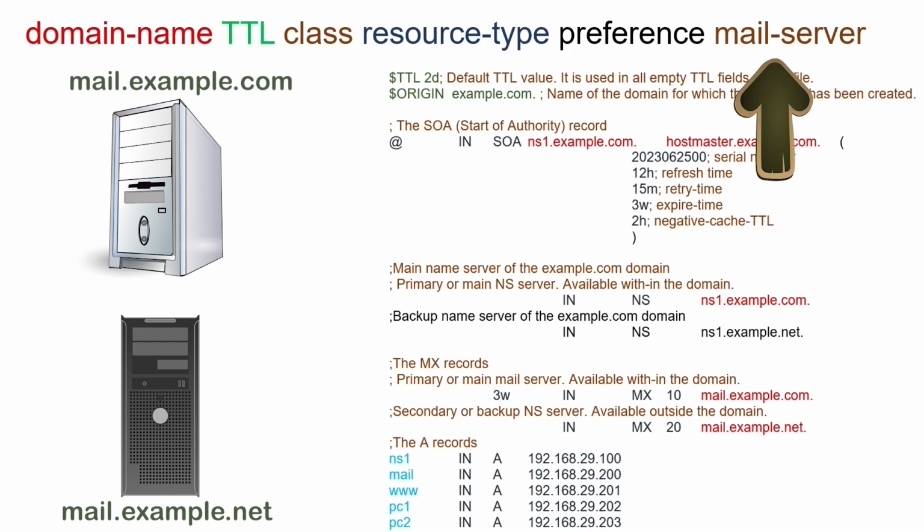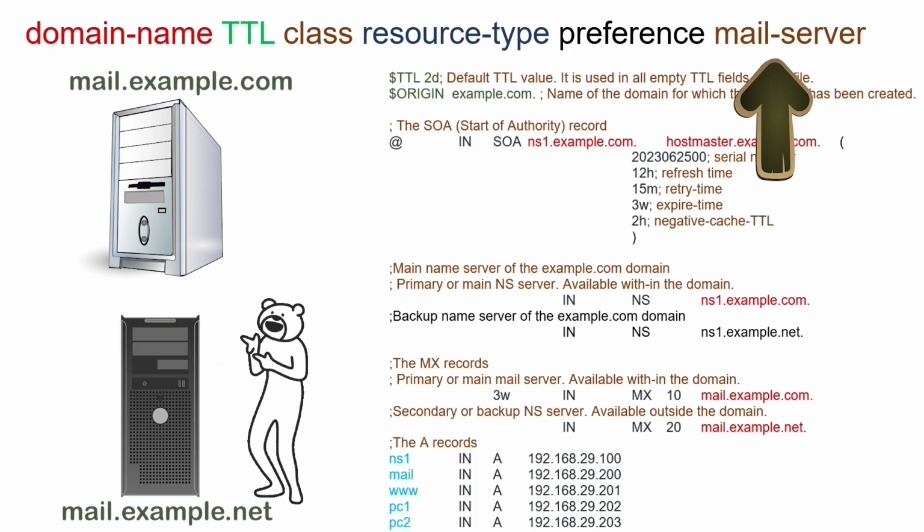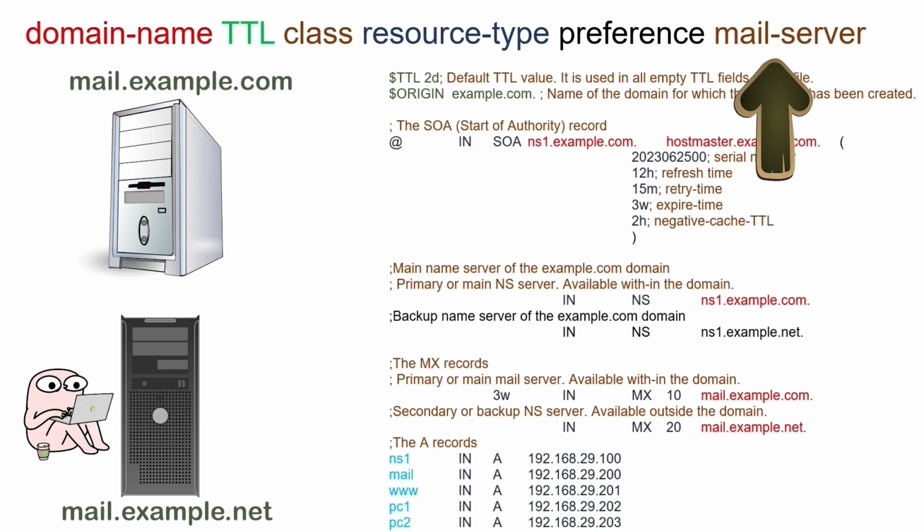If the mail server is available within the domain, we also need to add a host record for it. For example, this mail server is available inside the domain. Therefore, we need to add a host record for it. If the mail server is available outside the domain, we do not need to add a host record for that in the zone file of this domain. We need to add a host record for it in the zone file of that domain. In our example, we do not need to add a host record for mail.example.net in the zone file of the example.com domain. We need to add a host record for mail.example.net in the zone file of the example.net domain.